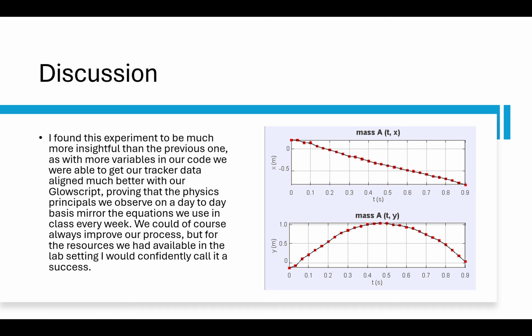I found this experiment to be much more insightful than the previous one, as with more variables in our code, we were able to get our tracker data aligned much better with our GlowScript, proving that the physics principles we observe on a day-to-day basis mirror the equations we use in class every week. We could, of course, always improve our process, but for the resources we had available in the lab setting, I would confidently call it a success.